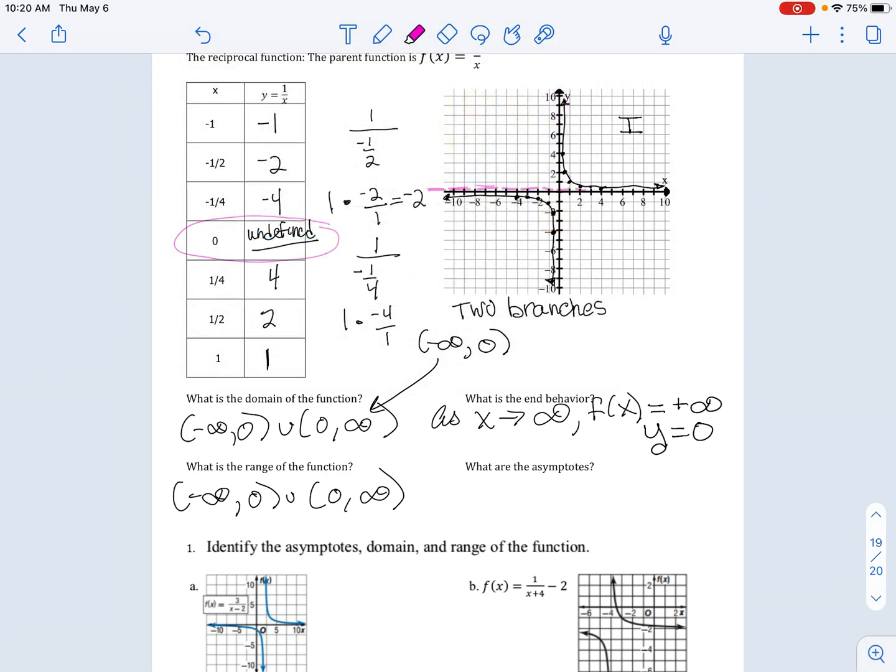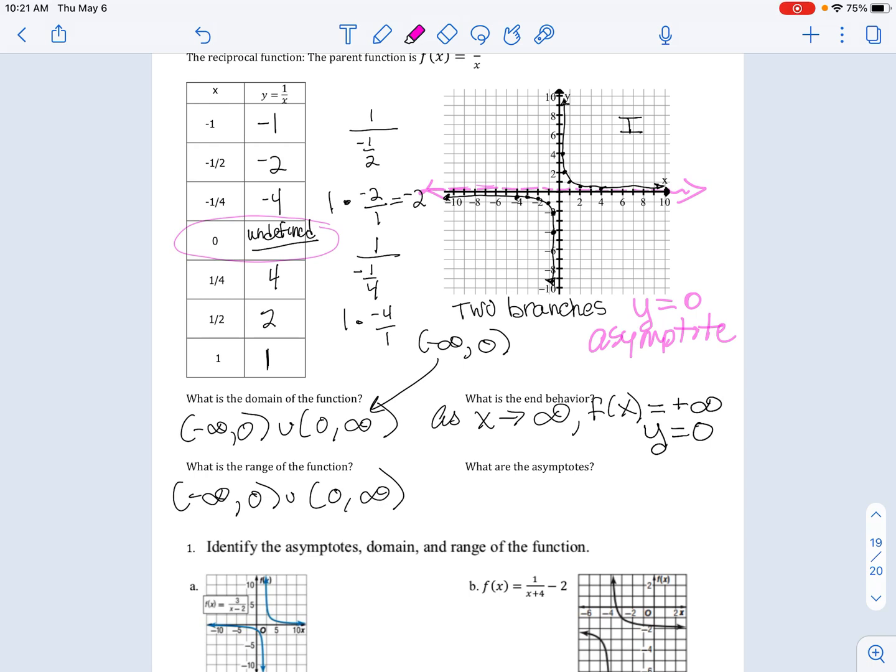This is a line on this parent function that is called an asymptote. Y equals 0 is an asymptote for this function. What does that mean? An asymptote is a line on a parent function that represents what the function approaches at its end behavior. So it's approaching the line y equals 0. It is approaching the x-axis.